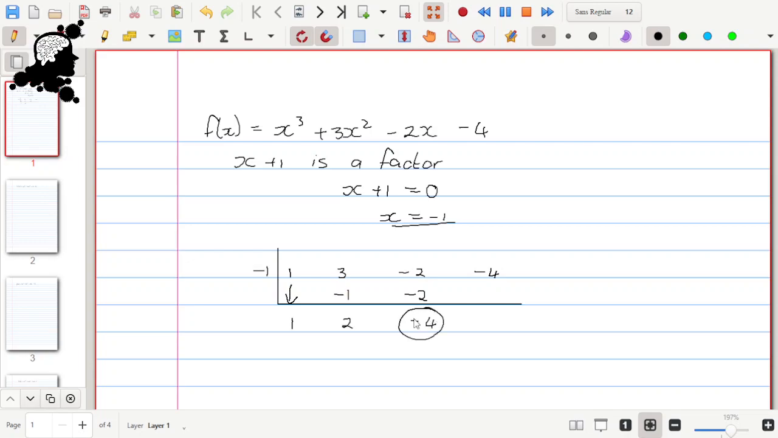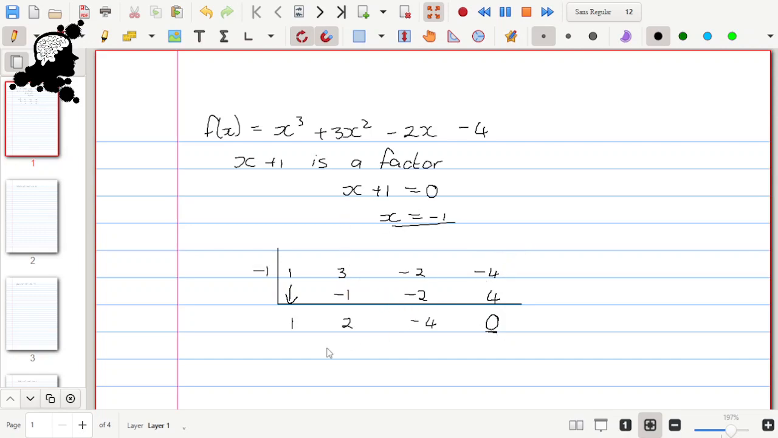Lastly, you take the negative 4, multiply by the negative 1. Negative 4 times negative 1, that's going to give us positive 4. You add these two. Negative 4 plus positive 4, that's going to give us 0. When you have 0 here, it is a good sign that life is great.